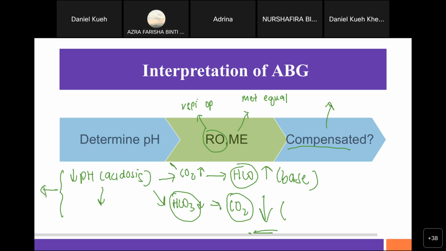So how do you want to make sure it's partially or fully compensated? Partially is because after all the derangement that happened, your pH can still fall between this range. But if you have changes of your CO2, you have changes of bicarbonate, but your pH does not fall in the normal range, it is called partially compensated.